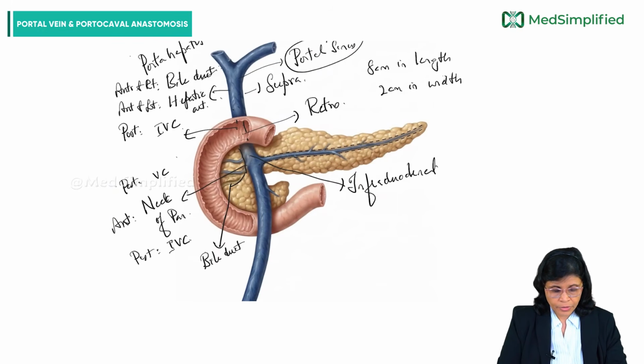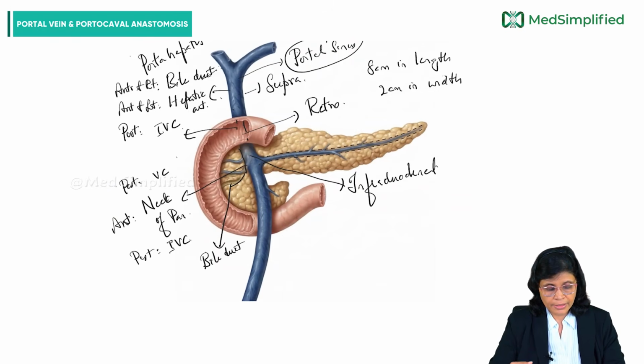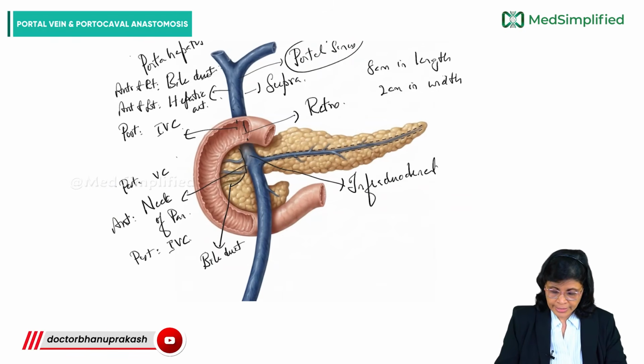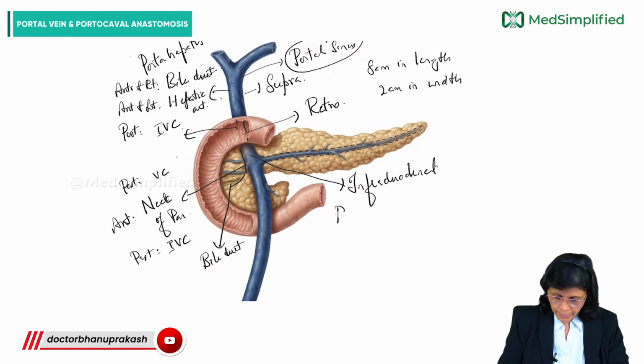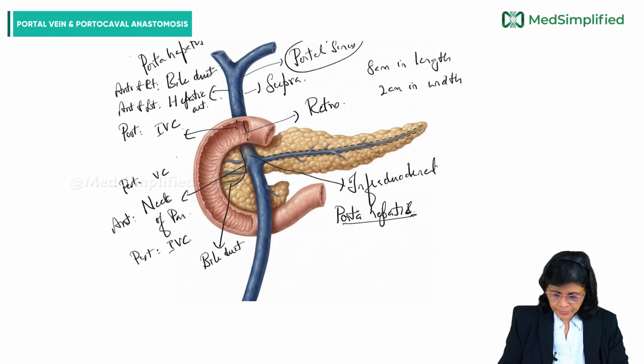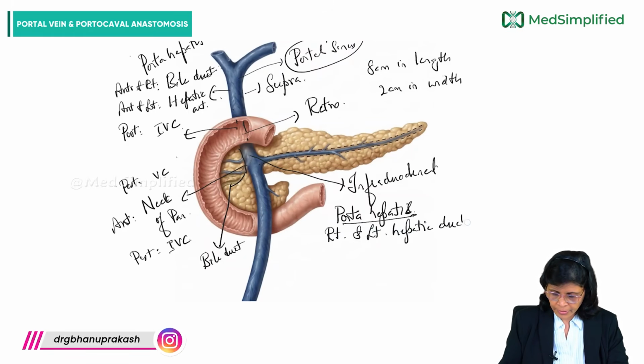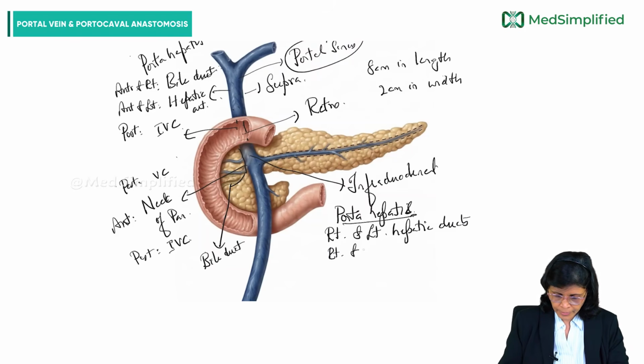And at the porta hepatis, before it enters and divides, from before backwards we will see the right and left hepatic ducts. This is the arrangement. Then we will see the right and left hepatic arteries.